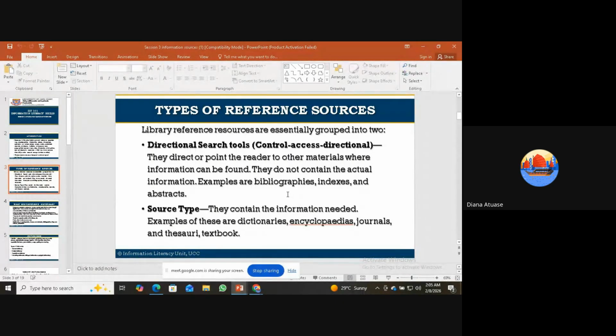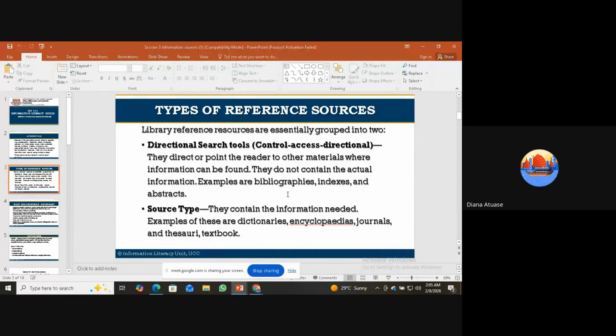And we have indexes. Indexes also point to where information can be found. They don't contain information. But abstracts contain a bit of information, not much, just a highlight or summary of information. So all these reference materials, we call them directional search tools. Directional search tools do not contain information. They direct or point to where information can be found. Then we have the source type. The source type contains the actual information that you want.